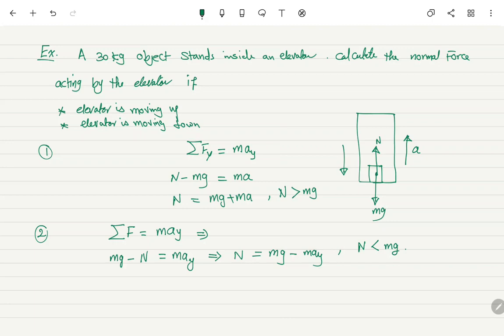By using the given numbers in this example, for the first case, the normal force equal to 354 Newton, which is greater than the actual weight, which is almost 300 Newton. For the second case here, the normal force equal to 234, which is actually less than 300, the actual weight of the object.